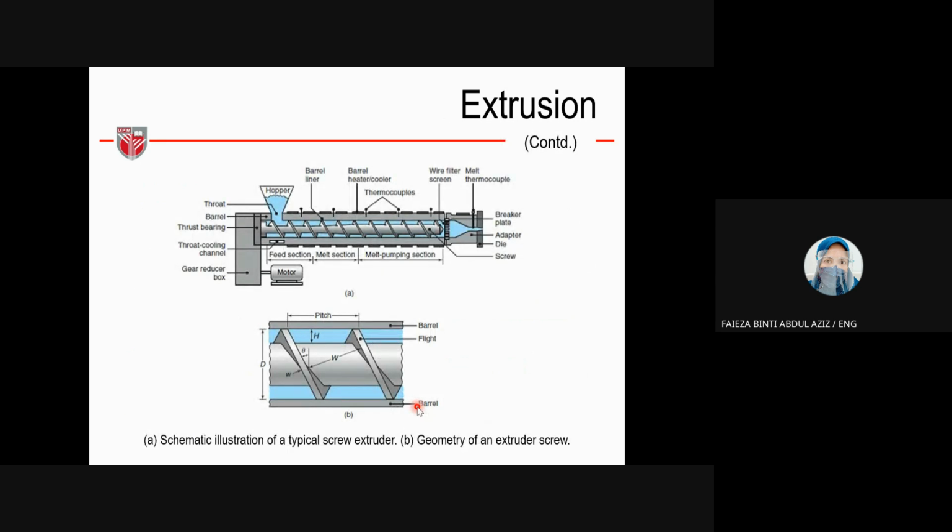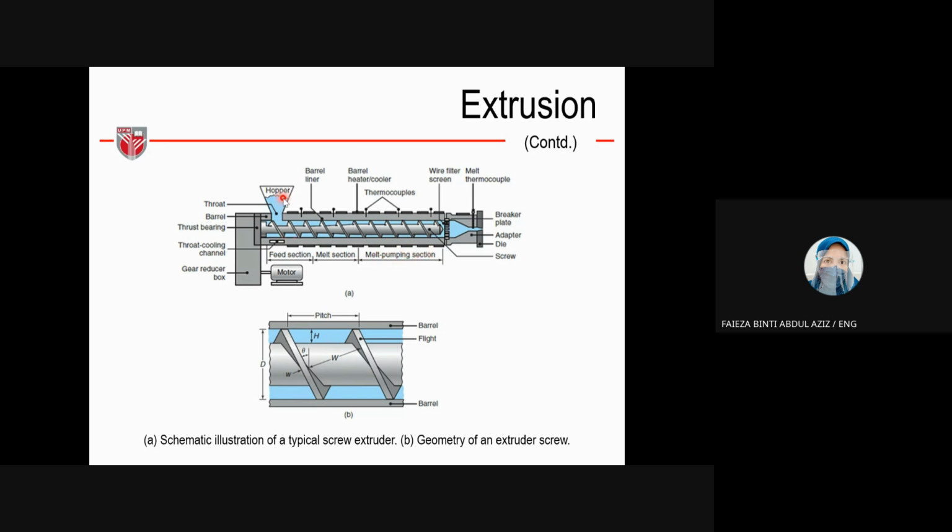From this figure, you have to understand the basic terms of this machine. For example, this is the hopper, and this is the feed section. I divided the screw into three sections. The first one is the feed section, this is the melt section, and this is the melt pumping section.